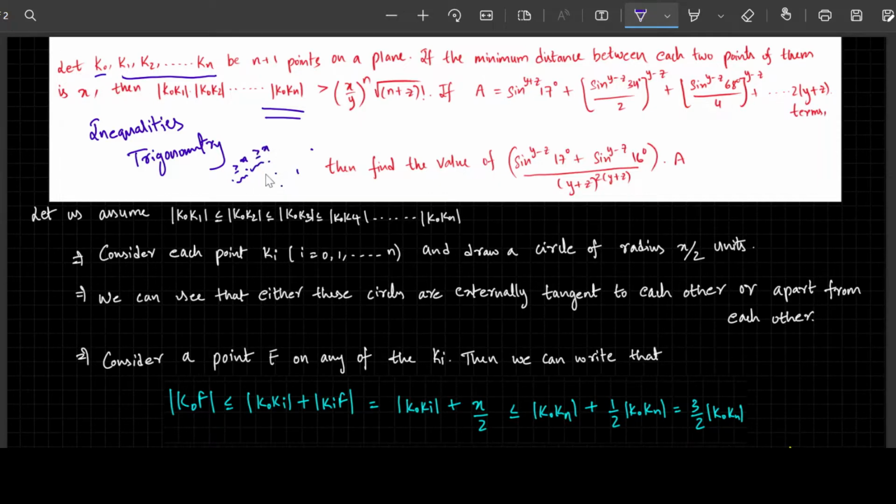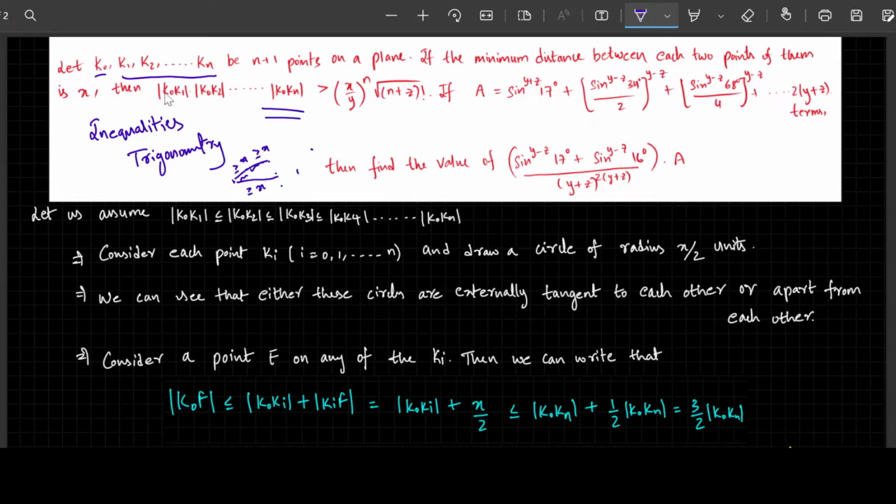Any 2 points, not 3 points. It's not like you're choosing this line. I mean to say, any 2 points, if you choose these 2 points, the distance must be greater than or equal to x. Fine. So this is how it must be.